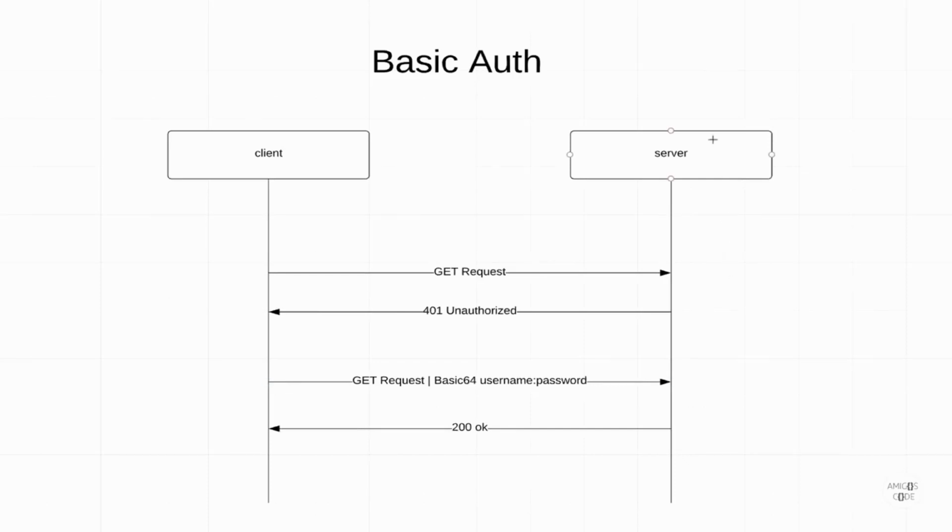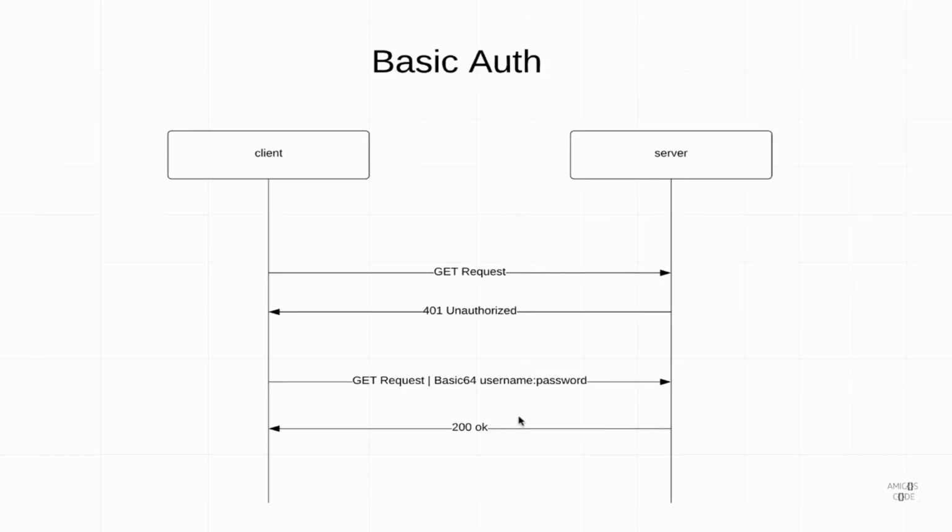Then the server does some validations, whether the username exists. If the username exists, it checks the password, and then if the password matches the one that the server knows about, then it sends a 200 status code with whatever the client has requested. So as you can see, this is very simple to understand, and to be honest, a lot of people still use it for accessing APIs.